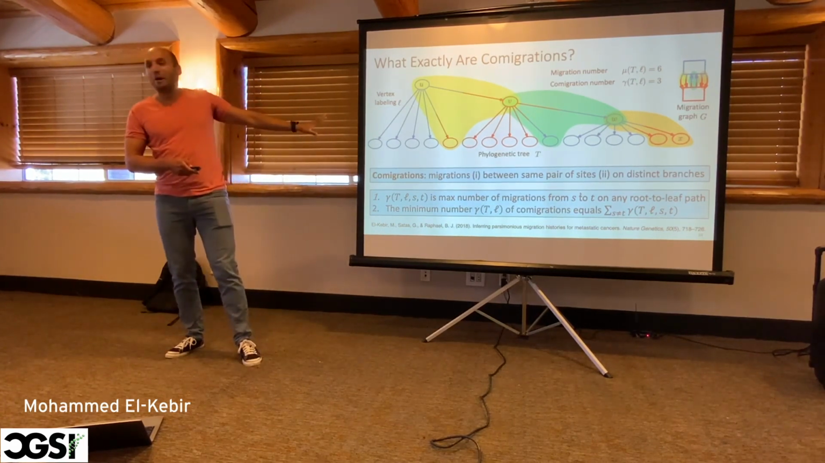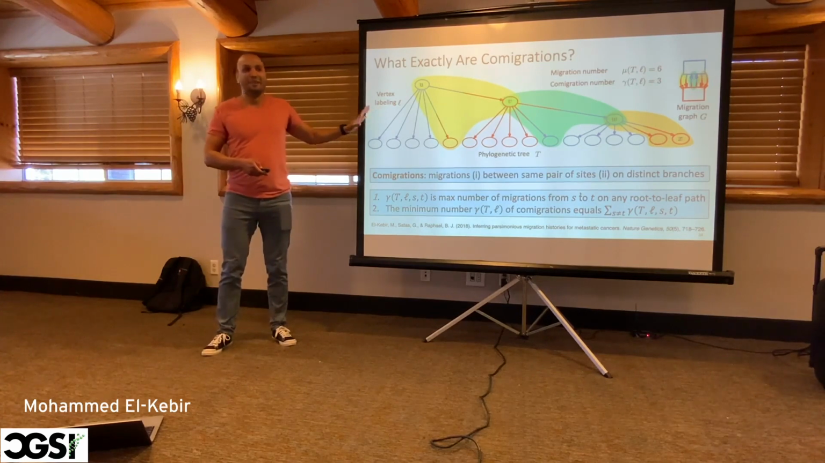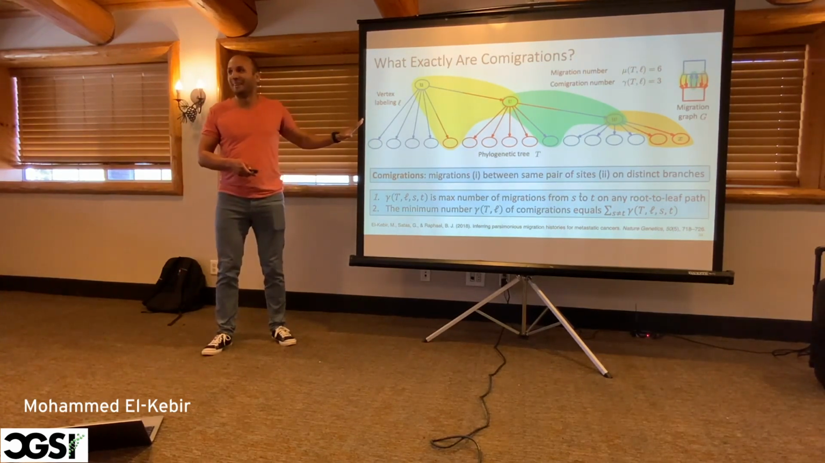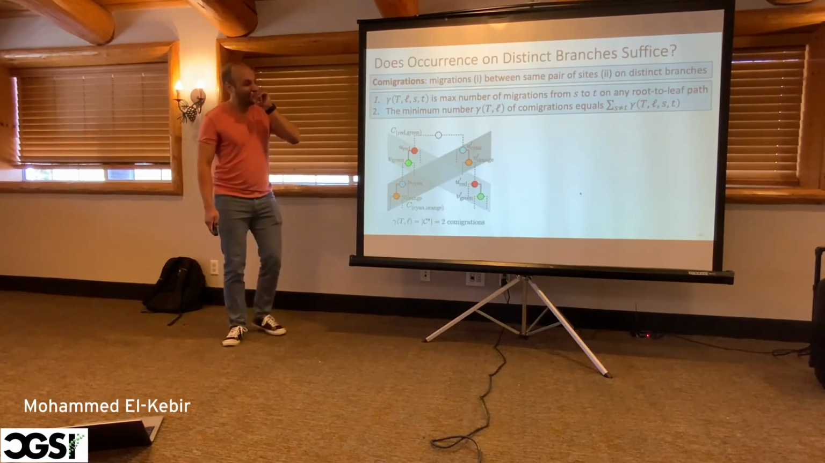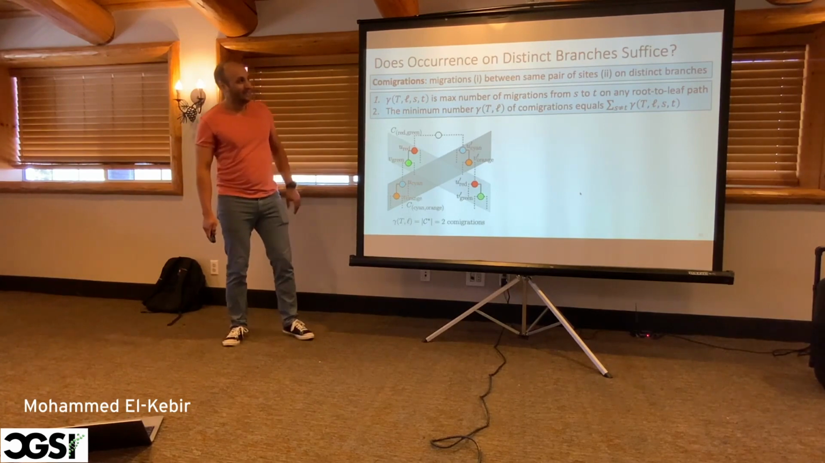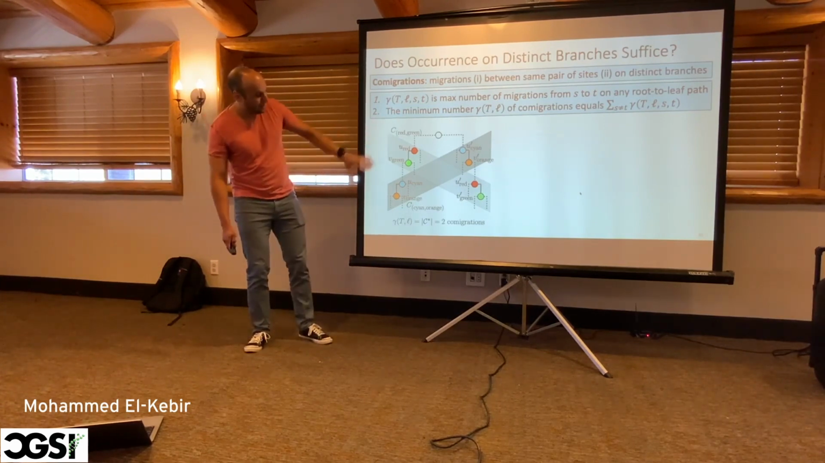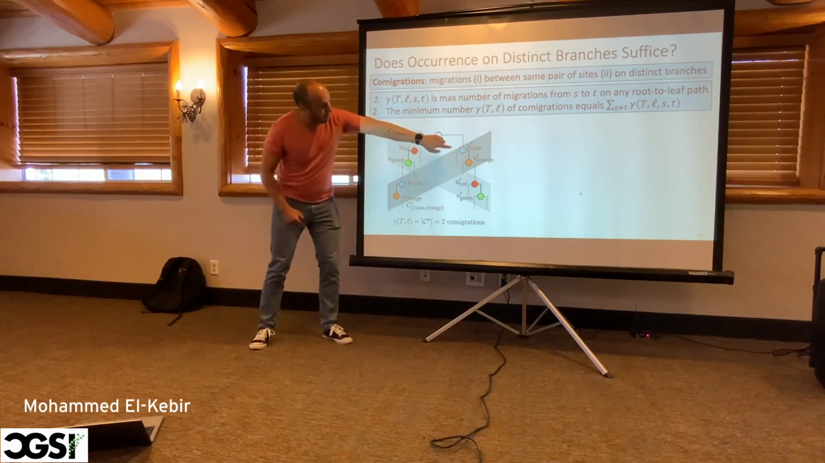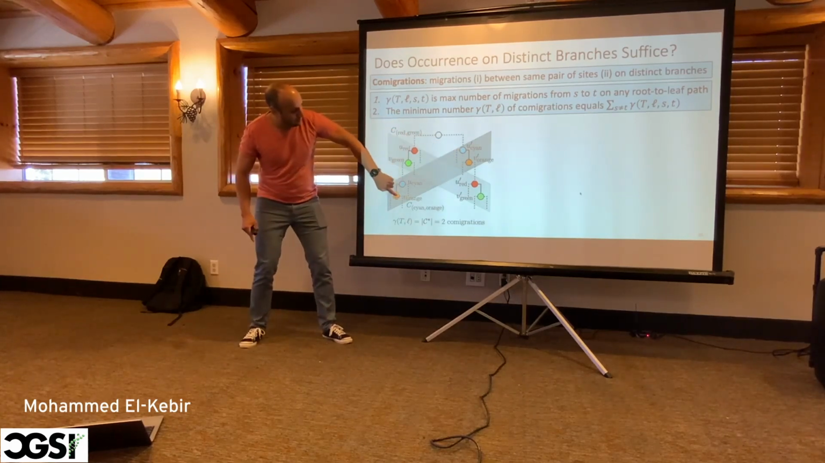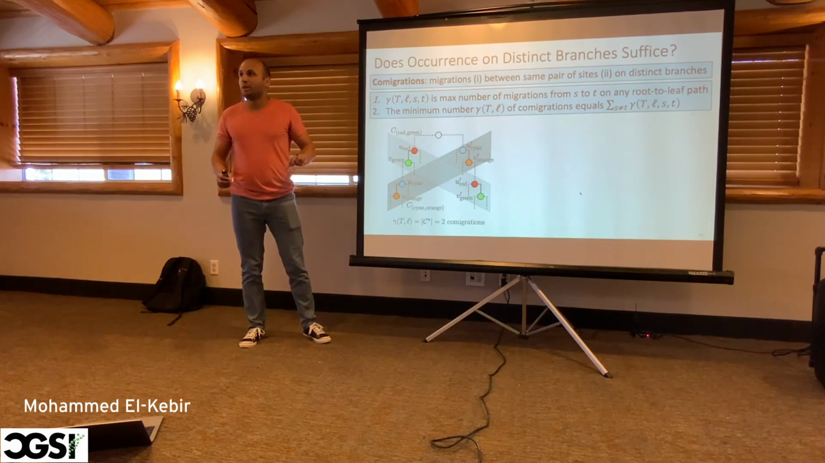Okay, but this is basically what we did, all right? But this is not good. This is like a hack, and I'm going to show you why. So that's kind of like what we did with Sigi. So let's take a look at this. Here's a very simple example. Using this principle, I would say cyan to orange, they're on distinct branches. They can be a co-migration.